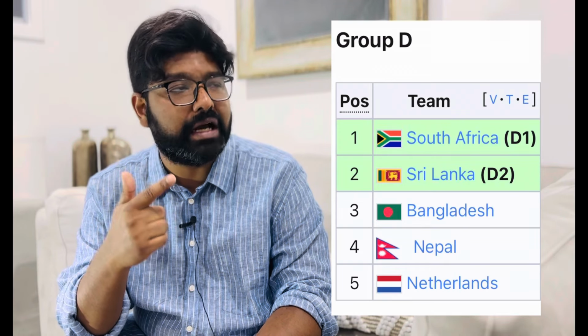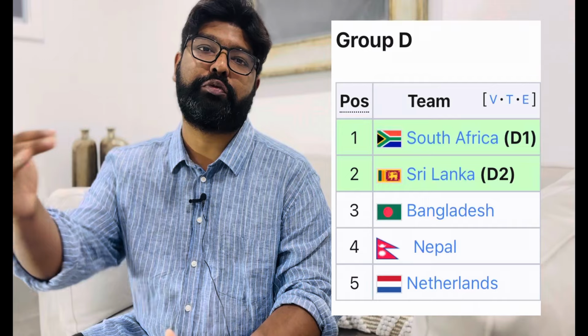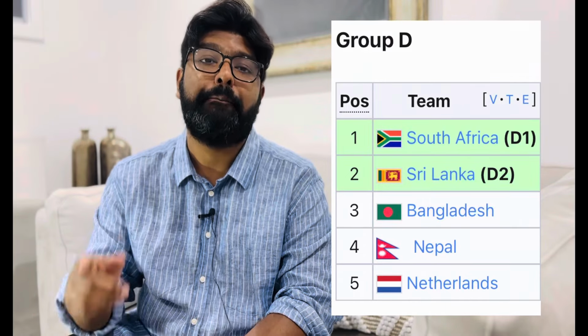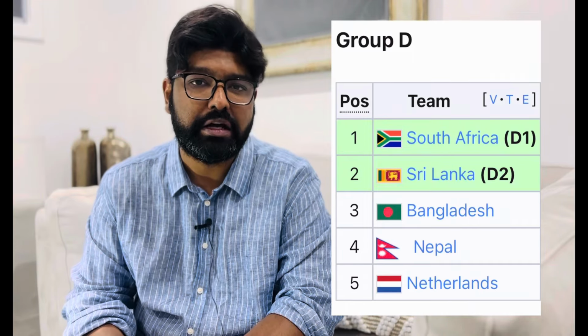Now, if any of these seeded teams are displaced and are replaced by the other 3 teams in the group, for example in Group D, it's Sri Lanka D2 and South Africa D1. But if Bangladesh were to qualify with South Africa, Bangladesh will be going as D2, substituting Sri Lanka.